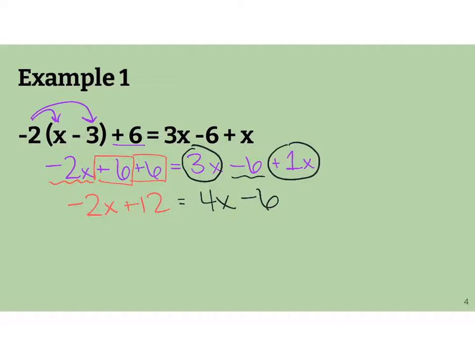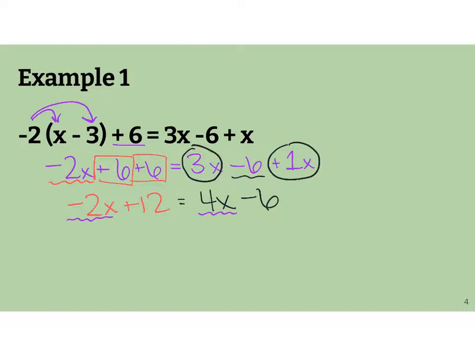Step 3 says get all your variables on the same side. So I have a -2x here and I have a +4x there. They're on different sides. I need all my variables to be on the same side. Always choose the smaller variable, okay? This way you'll end up with a positive. So I want to get rid of this -2x, and I'm going to do the opposite.